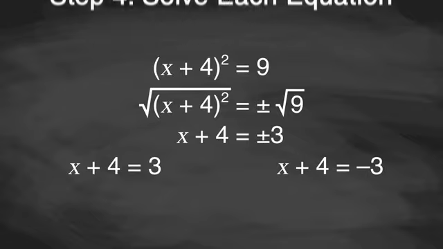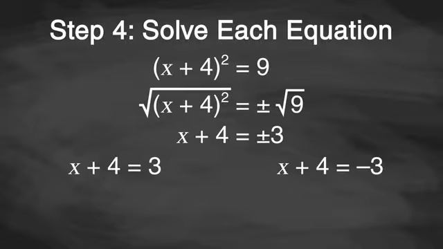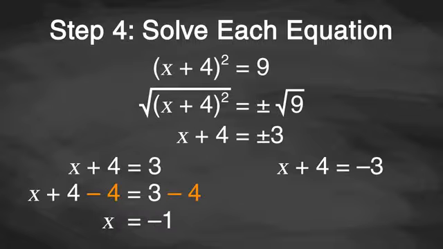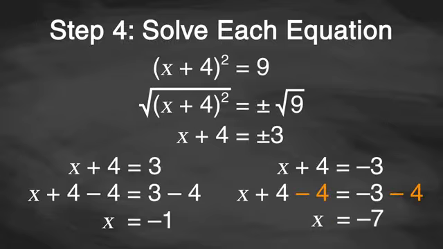Step 4. Solve each equation. In the equation x plus 4 equals 3, subtract 4 from both sides. The result is x equals negative 1. In the equation x plus 4 equals negative 3, subtract 4 from both sides. The result is x equals negative 7.